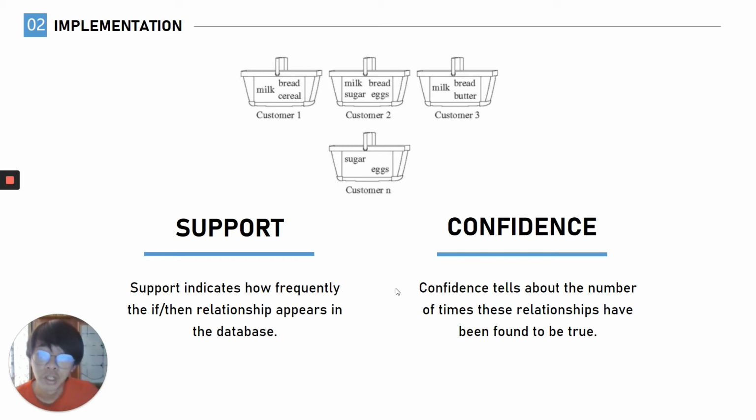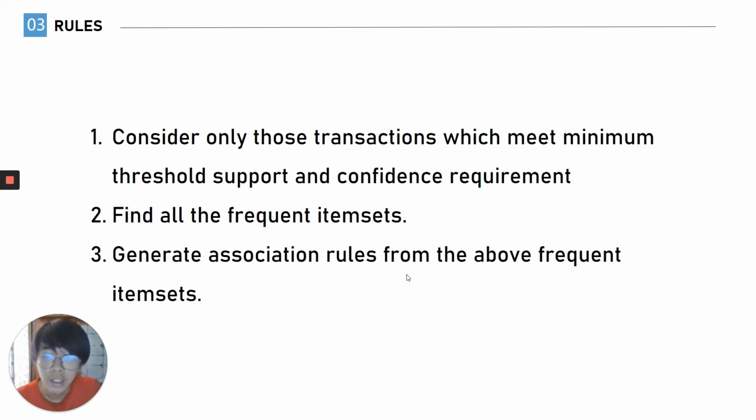But for the other pairs, like milk and cereal, they might appear only one time, and milk and eggs also appear only one time. Sugar and eggs appear only two times, but milk and bread appear three times. So customer 1, customer 2 and customer 3 all buy milk and bread, so you can say that it has the highest confidence. So those are the terms that we are going to use in frequent pattern mining.